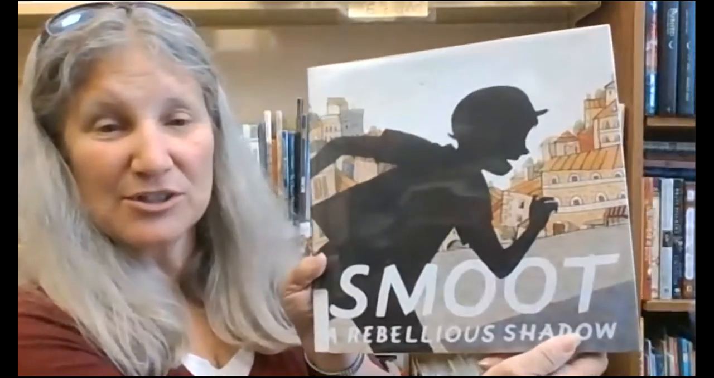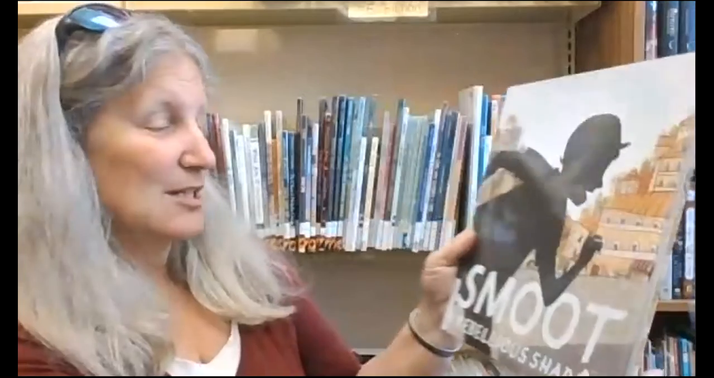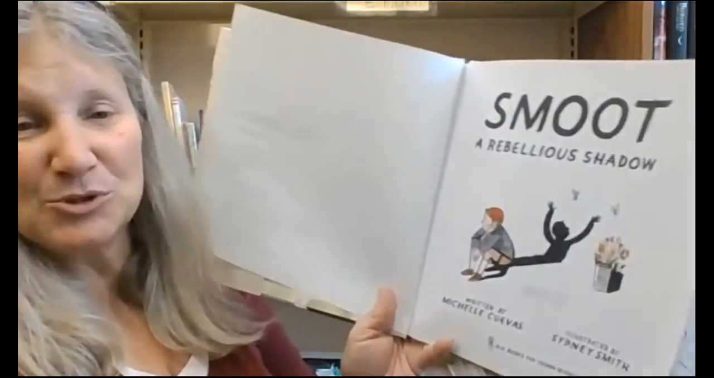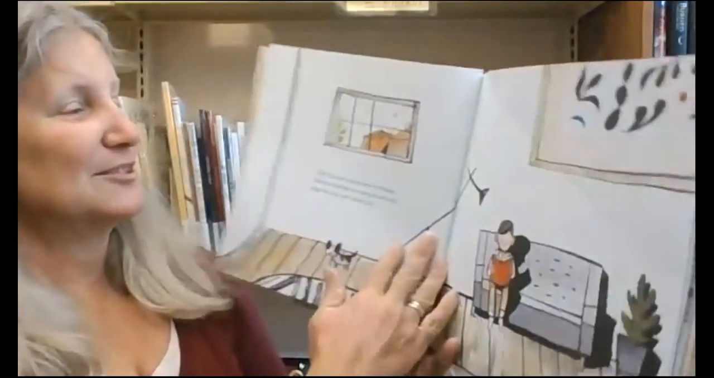So the book we're going to read today is going to be Smoot, The Rebellious Shadow. Okay, and this is by Michelle Cuevas. We're going to find out about this little boy's shadow. Your shadow won't be able to do this. Those of you that have seen Peter Pan, you might recognize something there. Okay, but Smoot, the Rebellious Shadow.